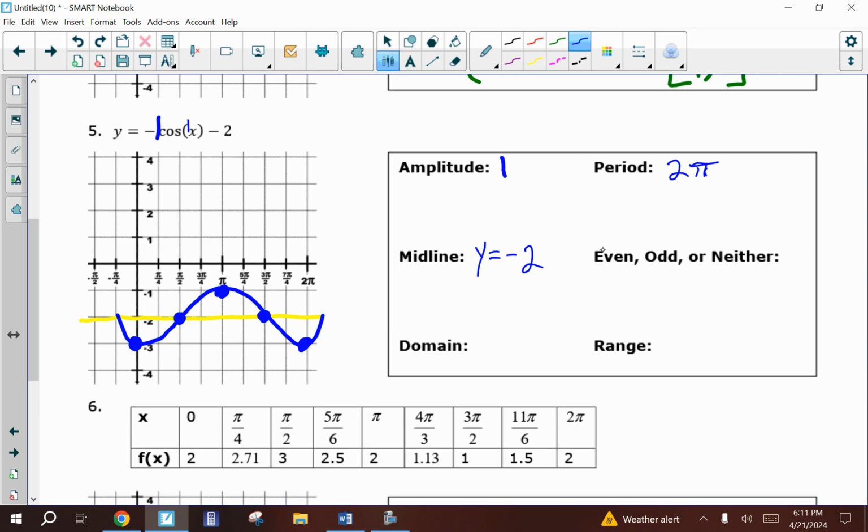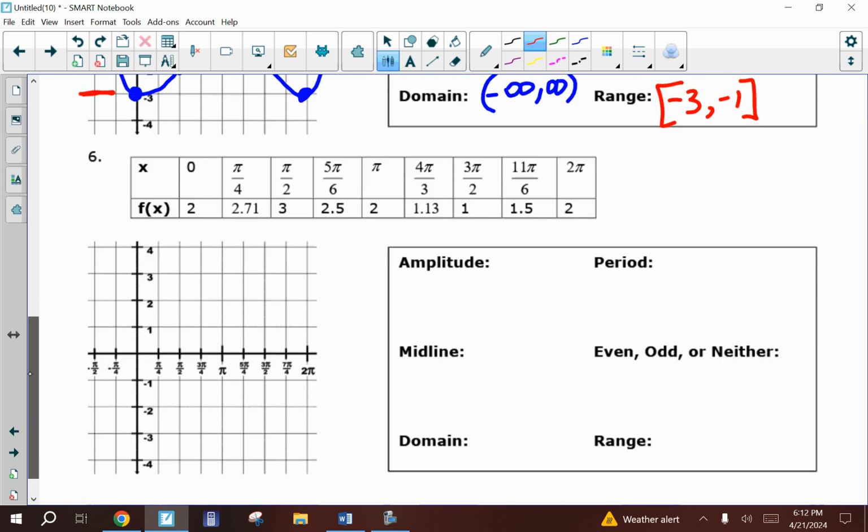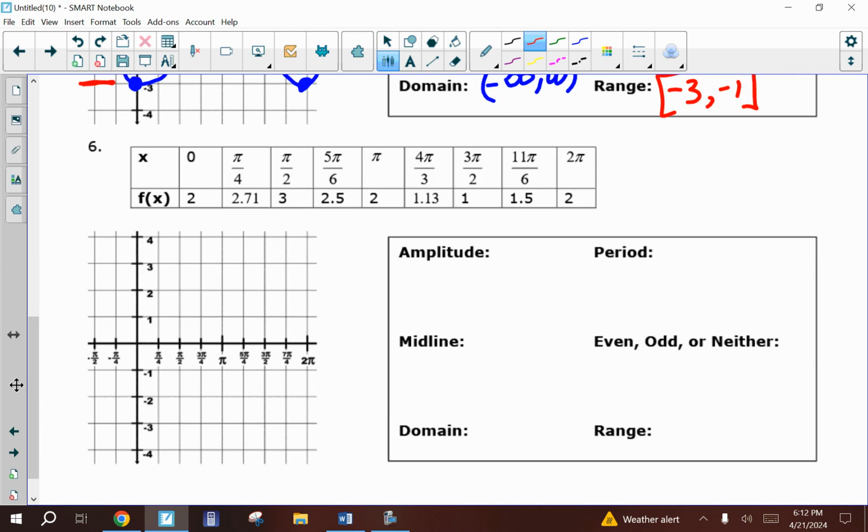Now cosine graphs are always even unless there's a horizontal shift, which this one does not have. Domain is -infinity to infinity because it always is for both shapes. And then your range is going to be the lowest point to the highest point. So my lowest point is at -3, highest point is at -1. So it's always bottom to top. There's our answers.